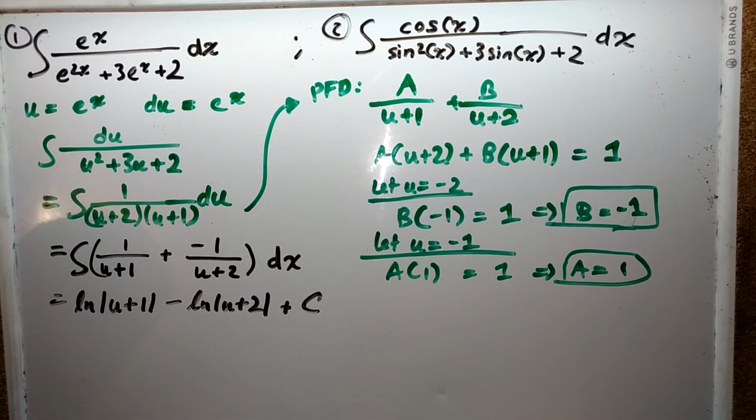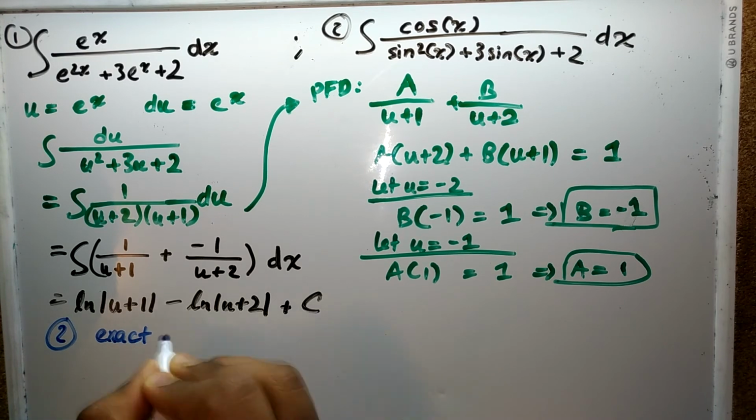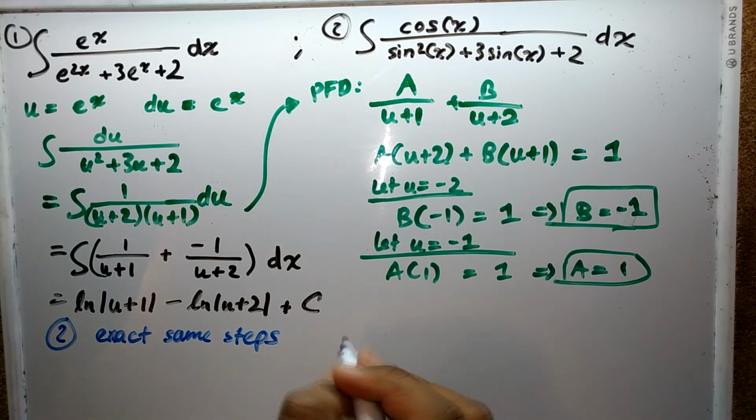And like I said, the second one is the exact same steps, just with sin x, and you'll get the exact same partial fraction decomposition. Everything's the same, it's just with sin x. In a subsequent video, I'll be covering the other technique, which is what you do if the numerator's degree is greater than or equal to the denominator's degree. There you'd have to use long division.